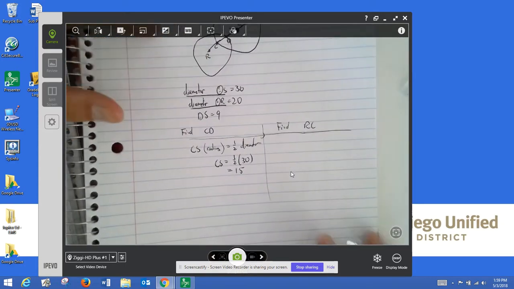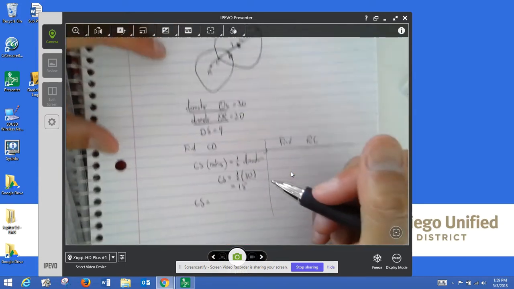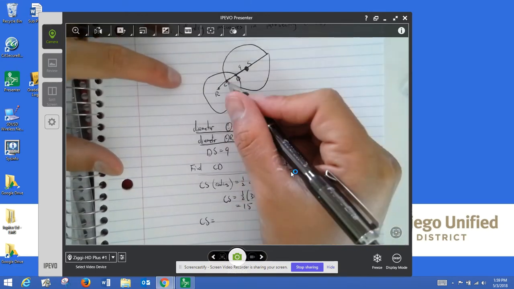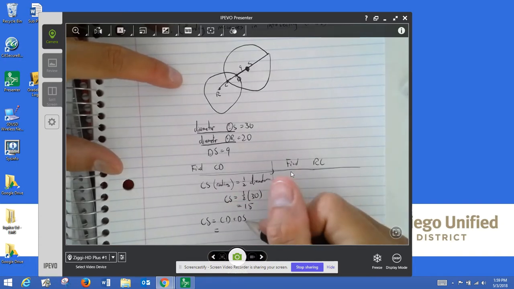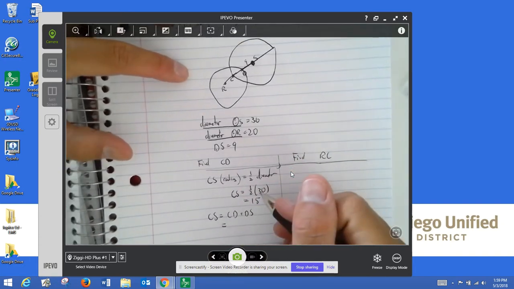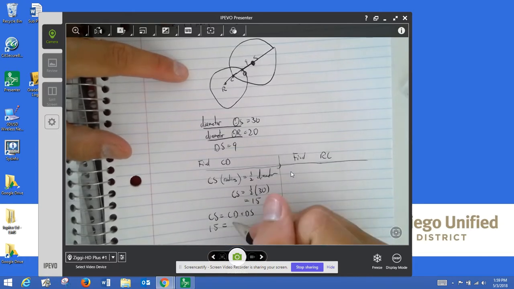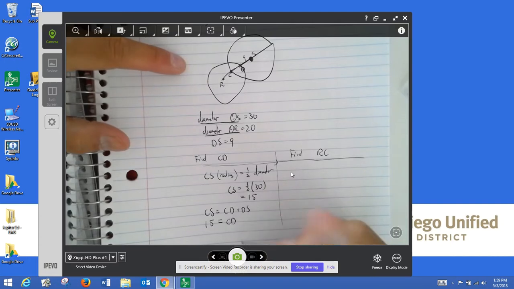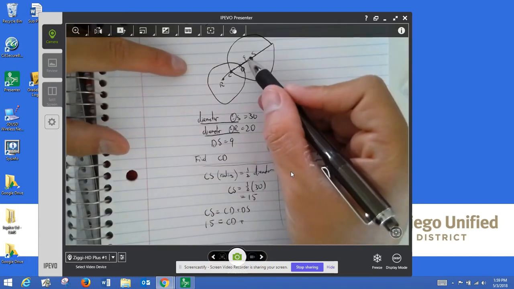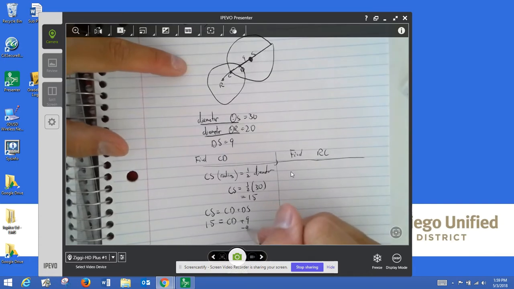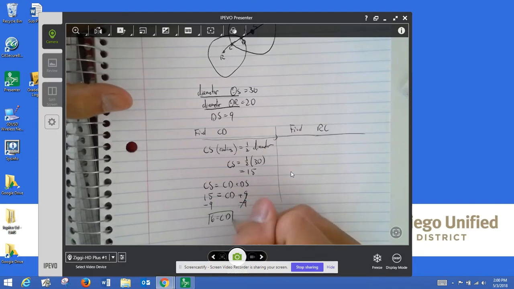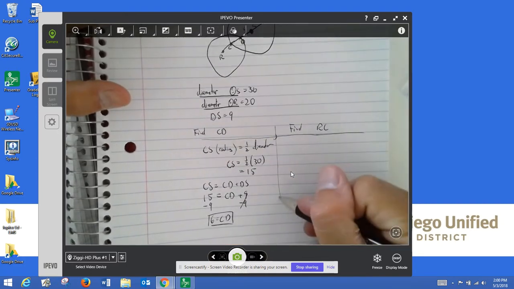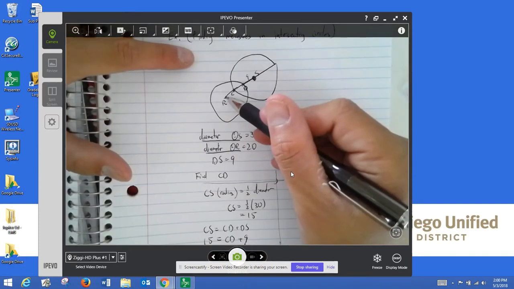Then you know that CS is also equal to CD plus DS. So let's substitute. CS is 15, CD is unknown, so we'll treat CD as one big variable, then DS is 9. Simply put, you subtract 9 from both sides to get CD by itself, and you get 6 is equal to CD. Boom.